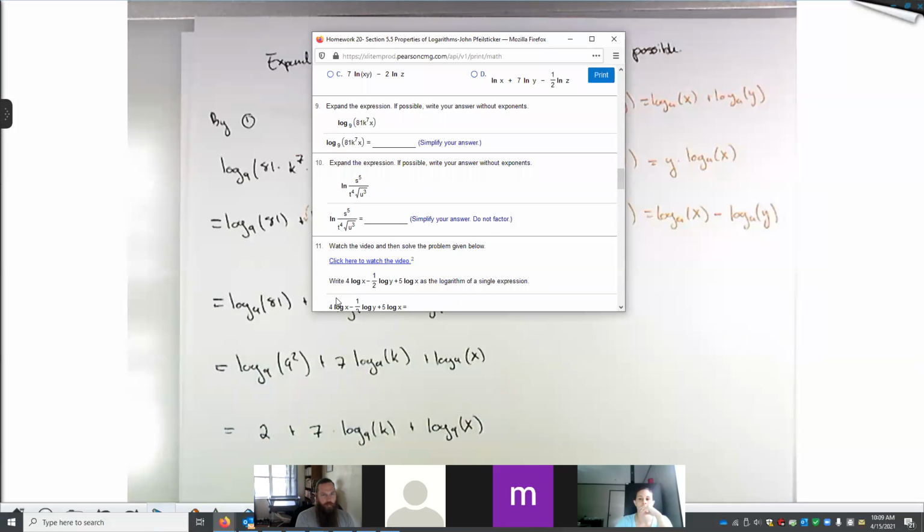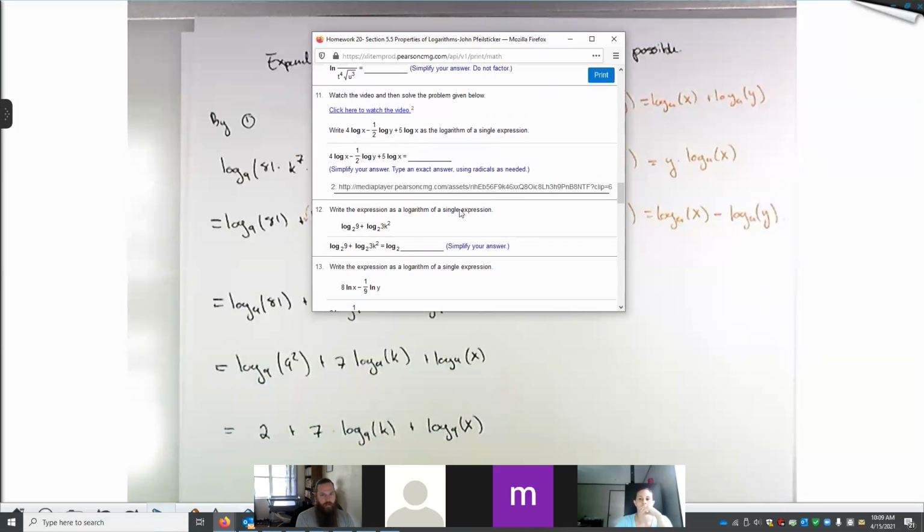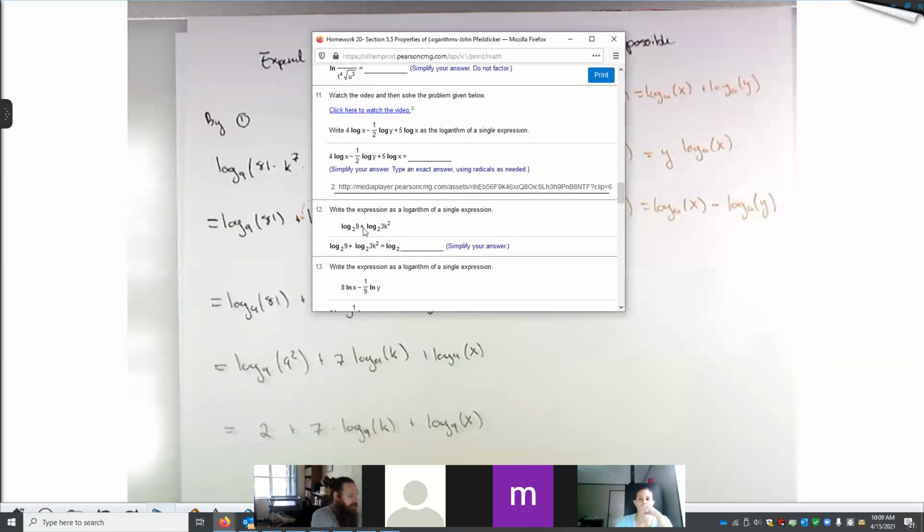Alrighty then, there was one other problem that was requested. I think it was number 12. We want to write this as a single logarithm, a logarithm of a single expression. So we've got the base 2 log of 9 plus the base 2 log of 3k squared. And they should be putting this stuff in parentheses. This should be the base 2 log of (9) plus the base 2 log of (3k squared). So let's take a look.